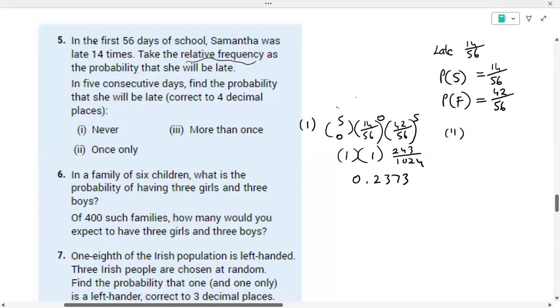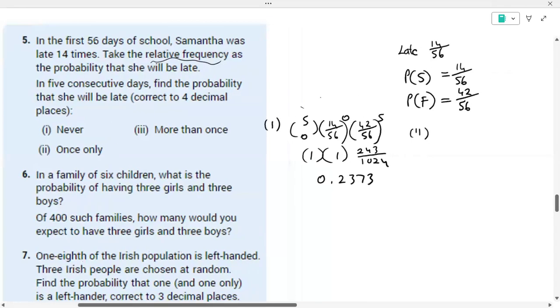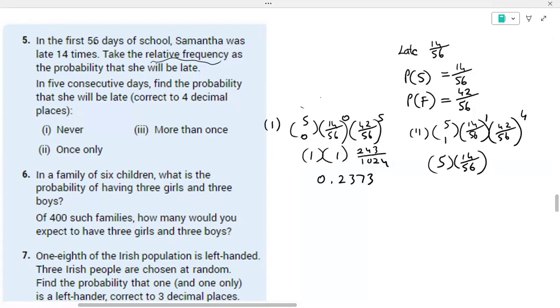Part 2 says once only. So out of the 5 days, you're late once. So again, you write your success, you write your failure, and then you copy your formula. So your bottom number, and then the 5 take 1 goes there. So we have 5 choose 1 is 5. So that's the number itself. We have 14 over 56 because that's to the power of 1. And then we just need to raise the 42 over 56 to the power of 4. So that is 81 over 256.